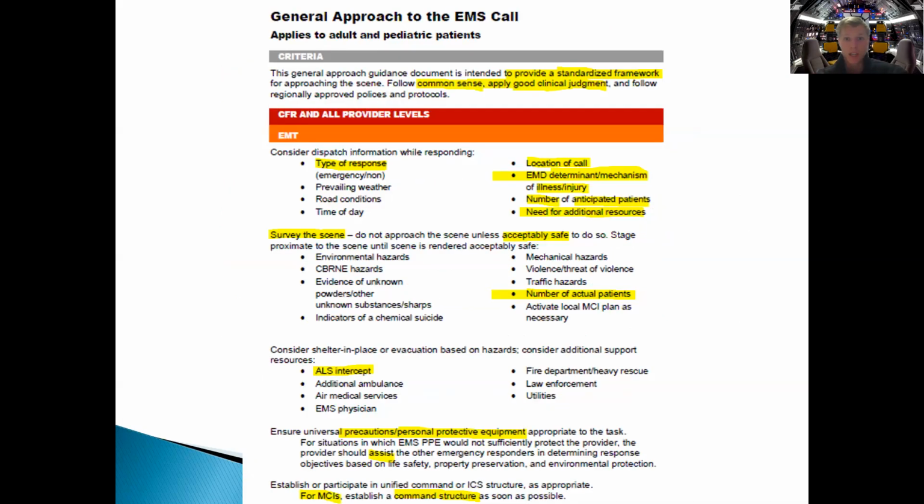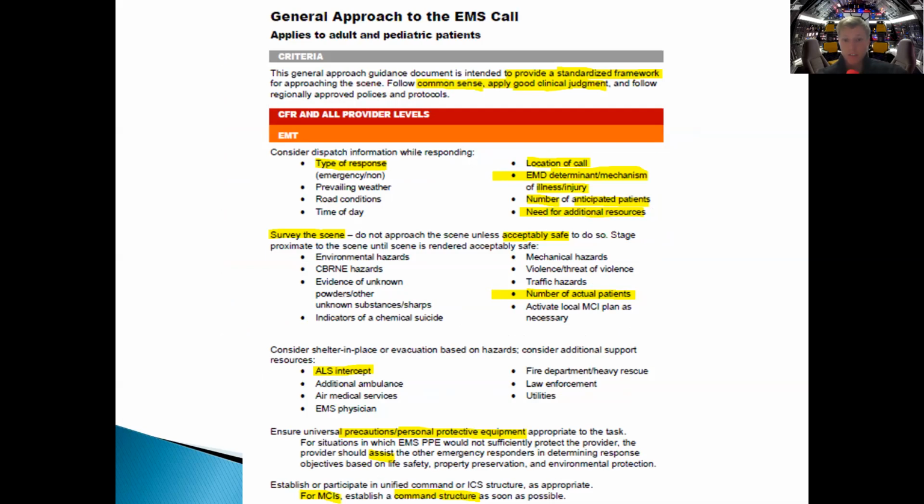General approach to patient care and EMS calls. We have a standardized framework. Once you get the call, you get toned out. You consider the type of response, emergency, non-emergency. Location, mechanism of injury, nature of illness, number of patients, need for additional resources.